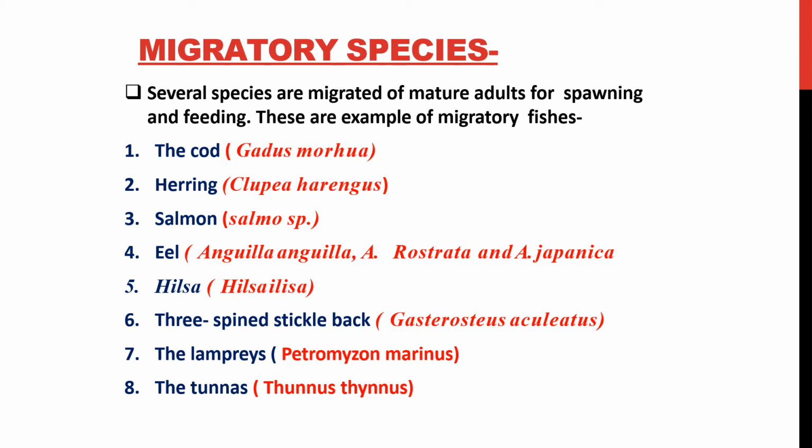I would tell you the examples of some of the migratory species. Number one is the cod. Their zoological names are written in the brackets. It is called Gadus morhua. Second is herring, Clupea harengus. Third is salmon, Salmo species. Fourth is eel, also called Anguilla anguilla. Fifth is Hilsa, Hilsa ilisha. Sixth is the three-spined stickleback, Gasterosteus aculeatus. Seventh is the lampreys, also called Petromyzon marinus. And the eighth one is the tuna, called Thunnus thynnus.